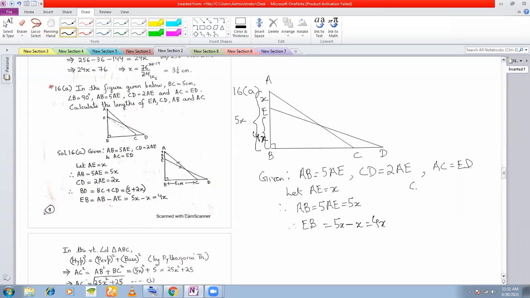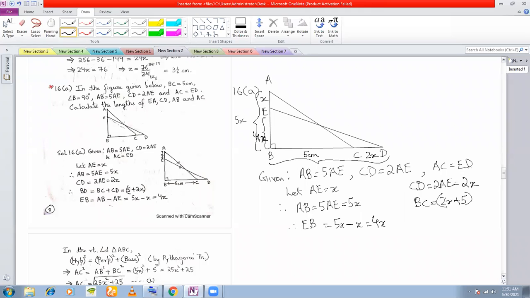So this length here is 4X. And also what is given to you is CD is equal to twice of AE. So AE we have taken as X. So this length here is 2X, right? And BC is given to you in the problem as 5 centimeters. So what is this entire length here? It is 2X plus 5. So BD is equal to 2X plus 5.